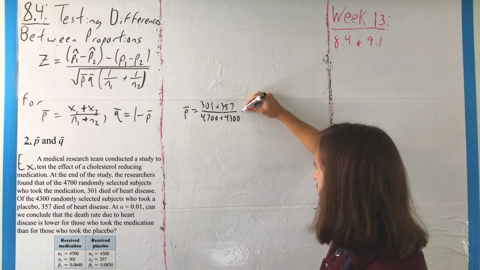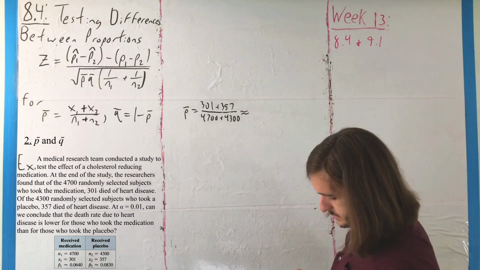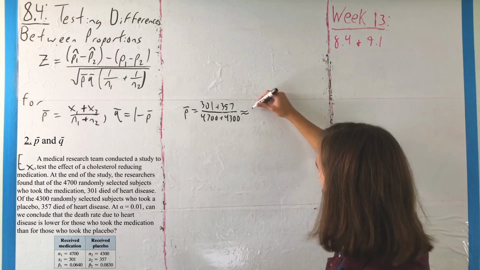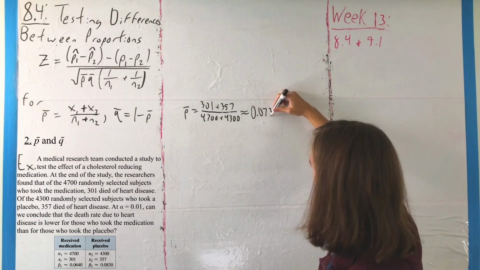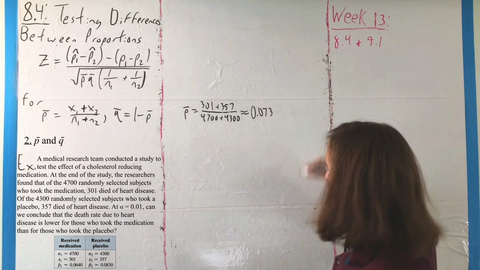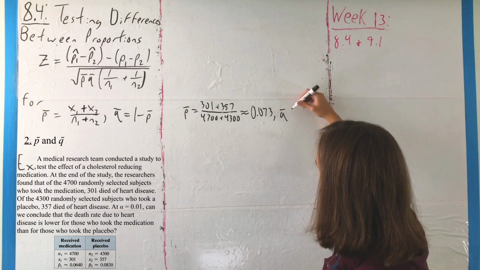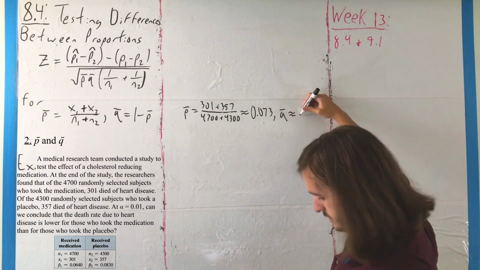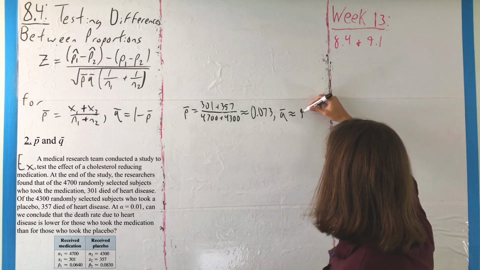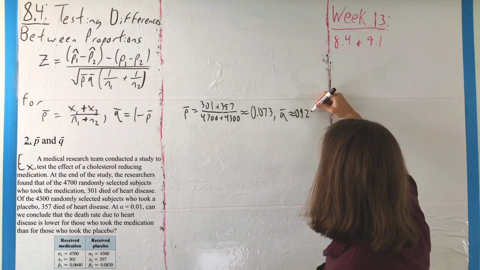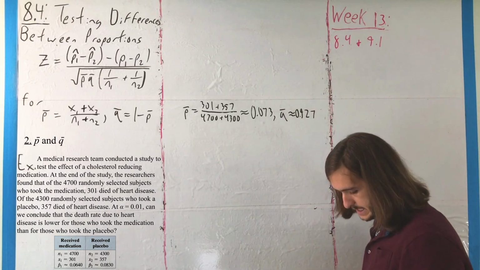But cholesterol is important. And that will give us an approximate value for p-bar of 0.073, about 7%, which means q-bar, its complement, is going to be about 93%. 0.927 to be a little bit more exacting.